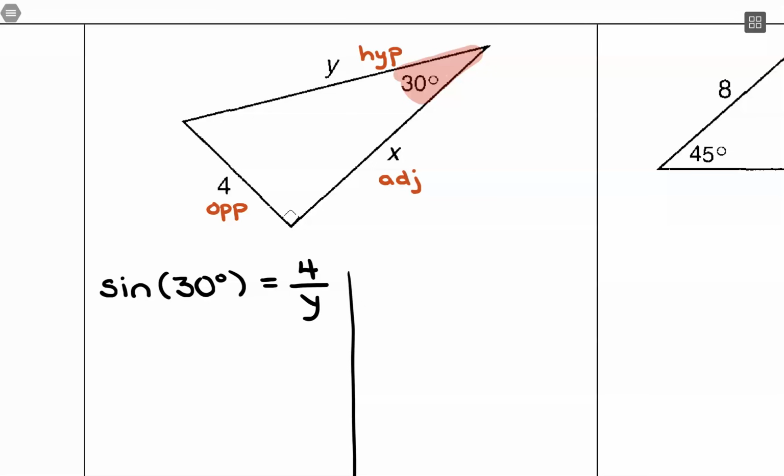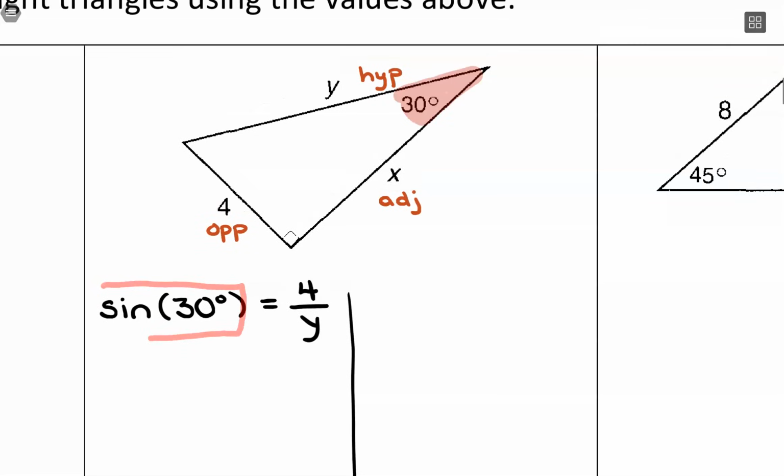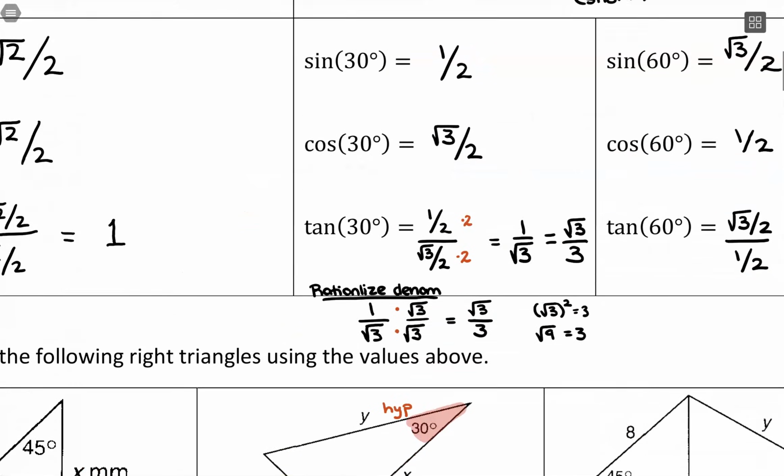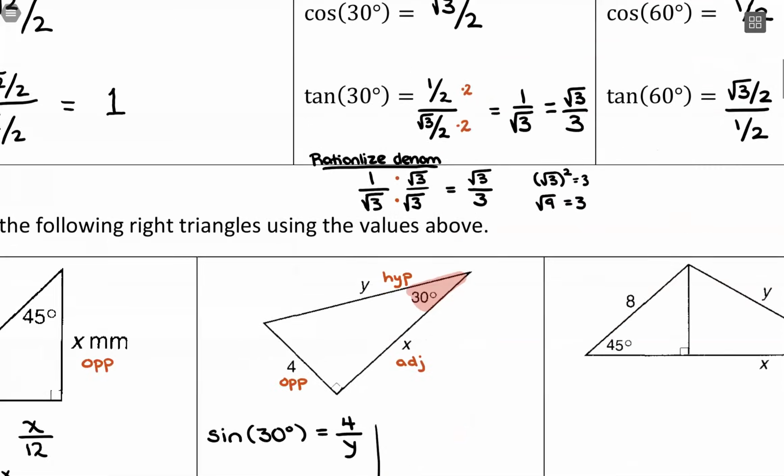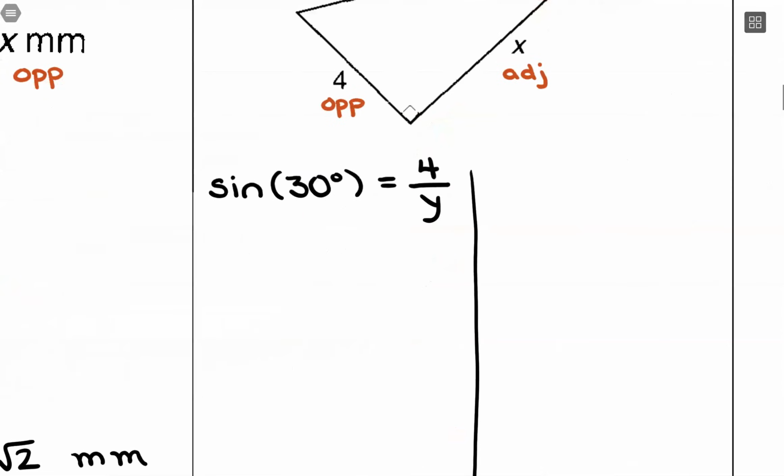And then we could move things around to solve for y at this point, but I think it's better to just make the substitution here. So sine of 30 degrees, what we found it to be equal to is exactly 1/2. So we're going to make that substitution. So instead of having sine of 30 degrees, we just get to replace that with this ratio of 1/2. And then we'll have 4 over y.